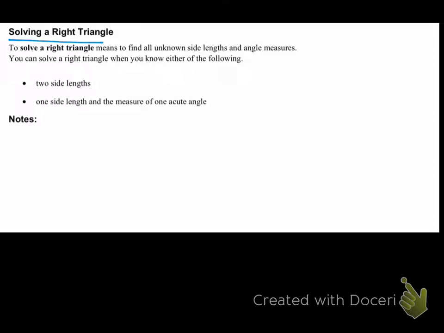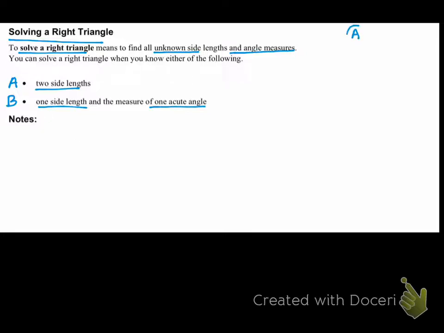If you are given any right triangle and you have to solve it, what does it mean? It means finding all unknown side lengths and angle measures. Whatever is missing, you just find it out. So there could be two cases. Either A, two side lengths are given, or B, one side length is given and one acute angle is given. So let me show you what it means.